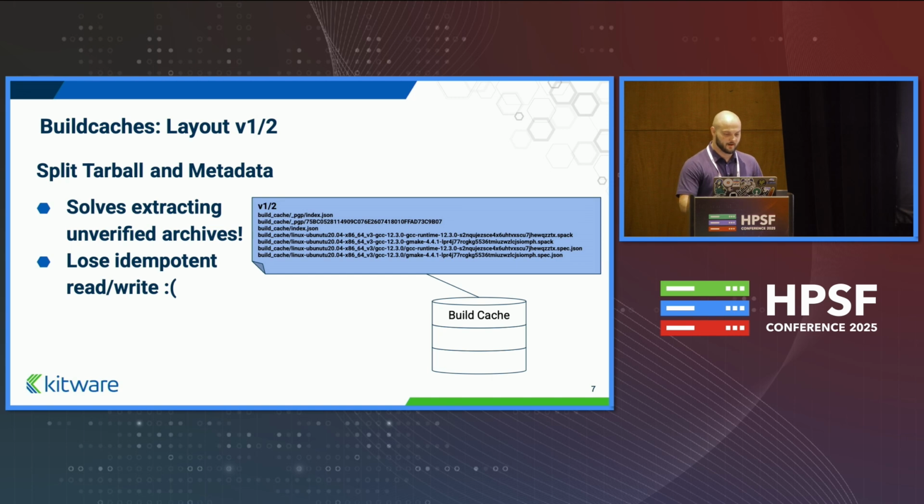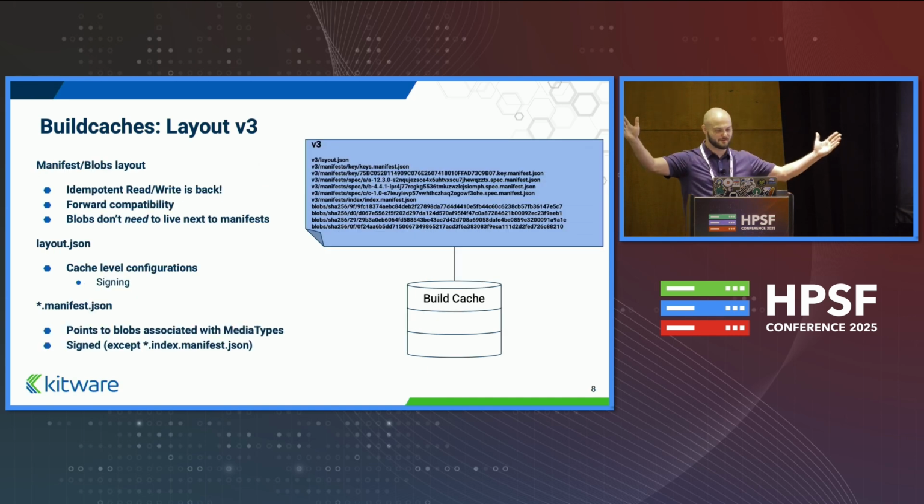In v1 and v2, we solved extracting unverified archives. Hooray, but we lost idempotent writes and reads to the build cache. You could have multiple writers, and you would have hashes that disagreed between the metadata and the archive. So that's kind of a sad face. What are we going to do about that? We're going to fix it forever with the build cache layout v3.